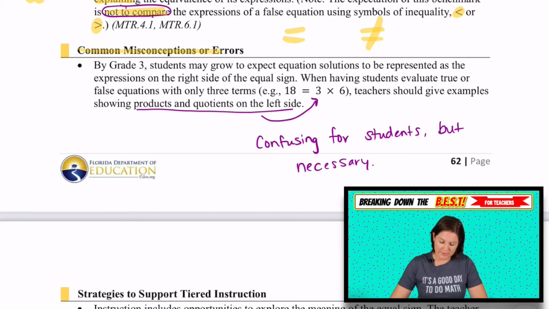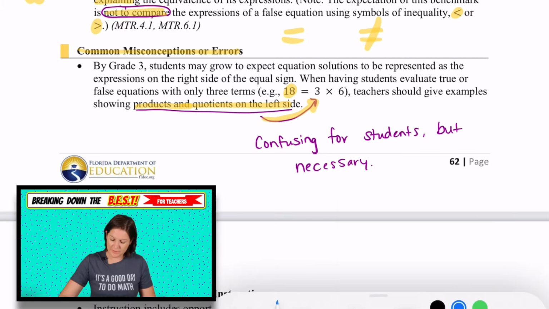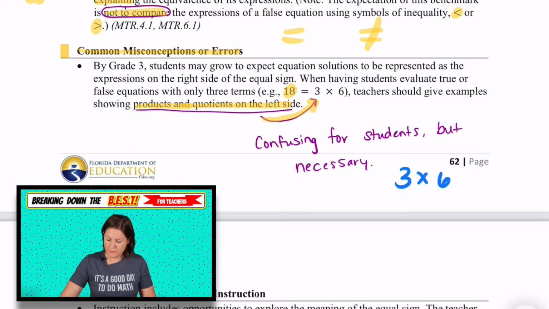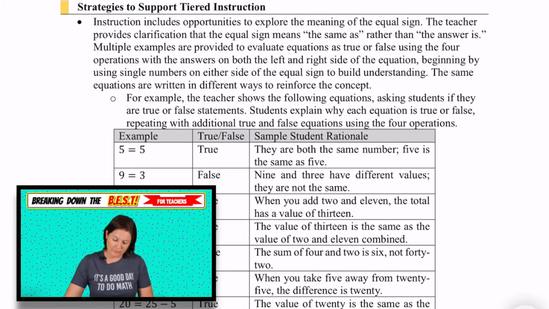For the common misconceptions and errors, I love that they pointed this out: products and quotients on the left side. This can be a little bit confusing for students where we have our product, in this case, on the left side, because students are used to seeing it like this. But it's important that they see that the equal sign is just a balance. And so 3 times 6 does equal 18, and so this equation is then balanced.